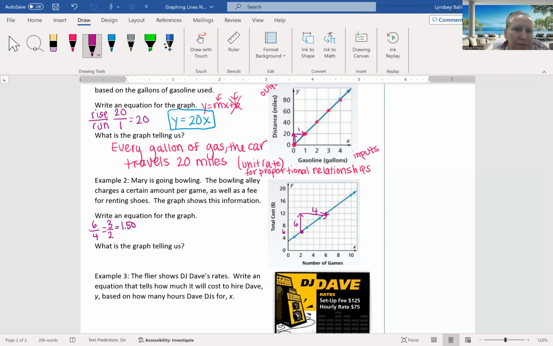So that's our M. So we know it's going to be y equals 1.5. I guess we can just say 1.5 because it's money. I'll say 1.50x. $1.50 per game.